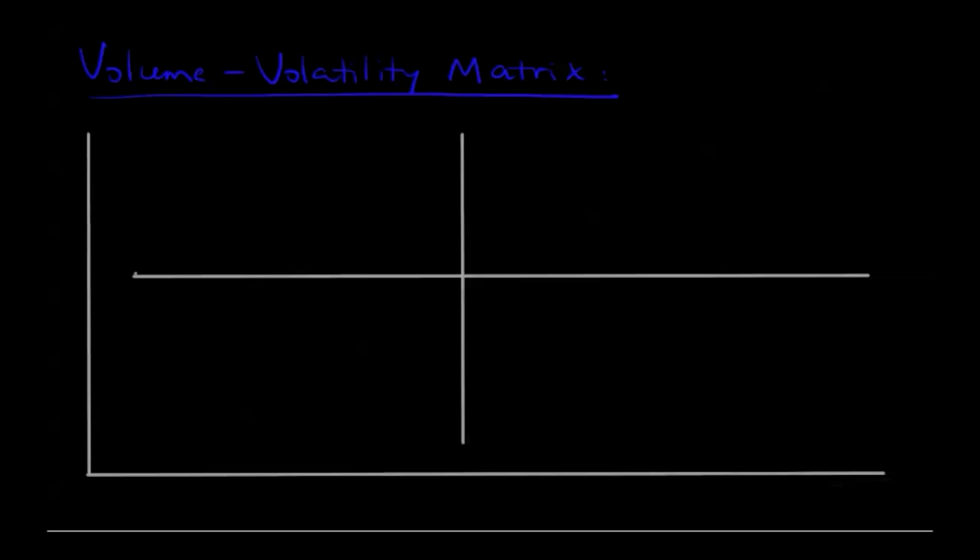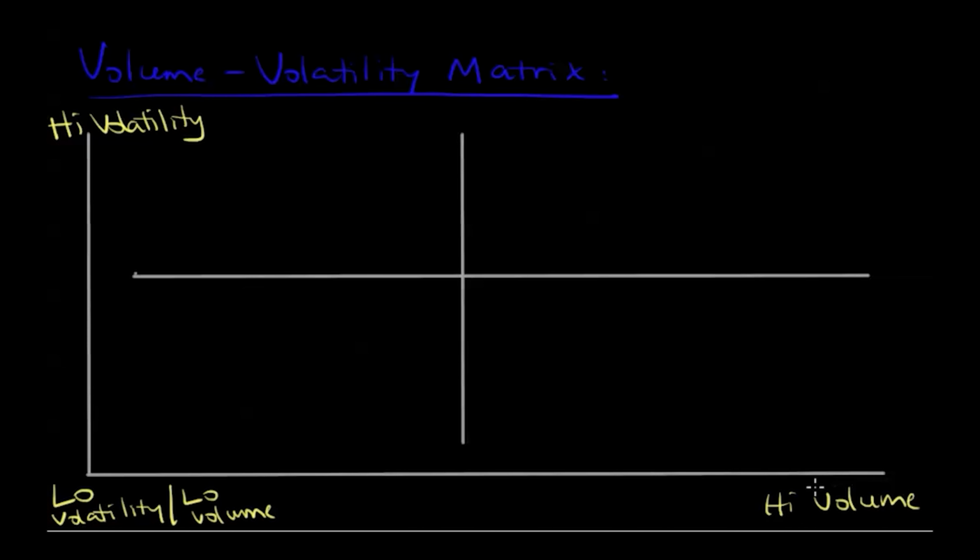So here we've got high volatility, and here we have low volatility. This is also low volatility. And on this side of the spectrum, on the x-axis, is low volume. So low volume, low volatility. So we have low volatility, low volume, high volatility, and high volume.